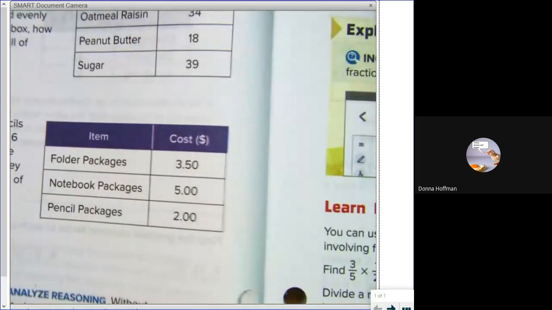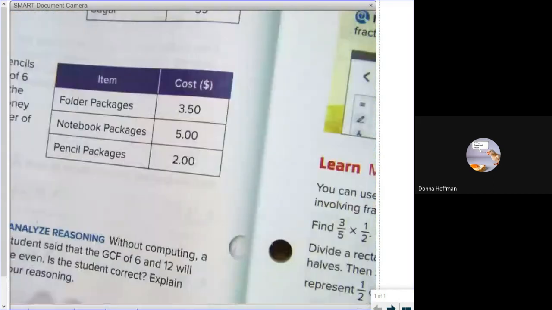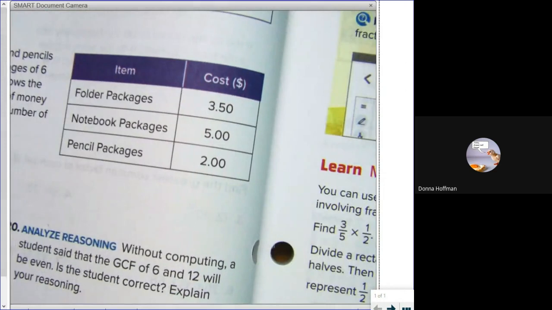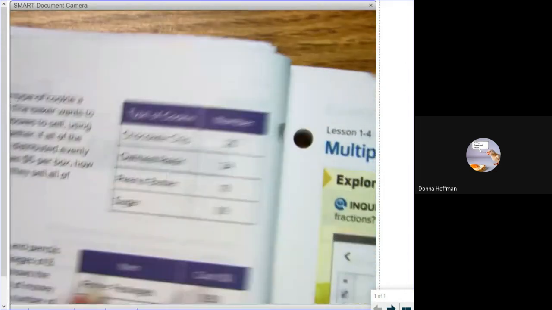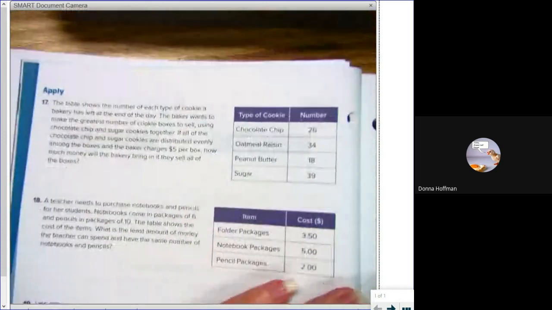Now, on page 32, these are definitely, my book is falling apart. These are definitely application problems, okay? Now, let me explain how this works.